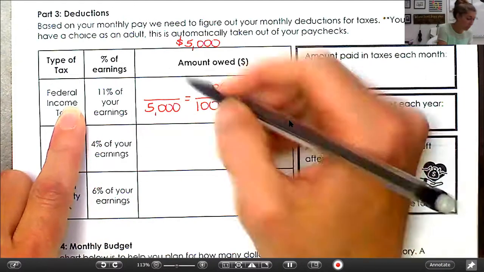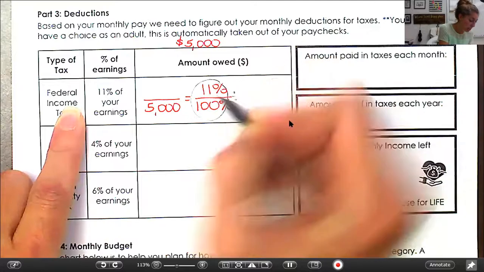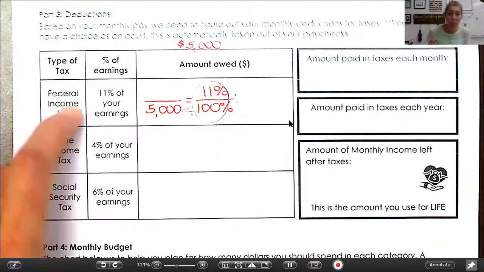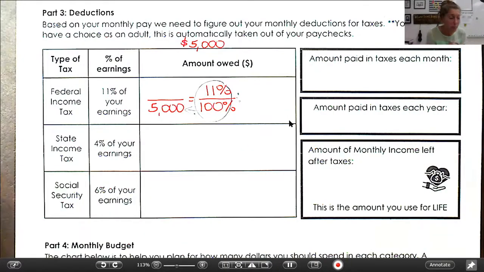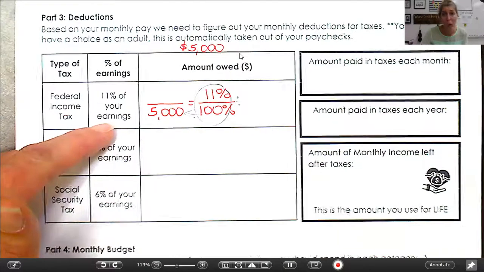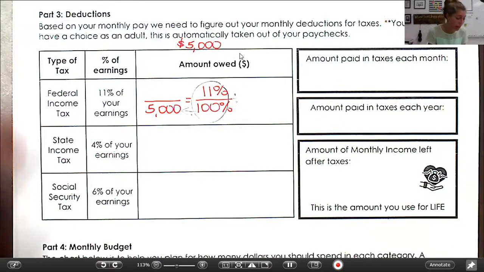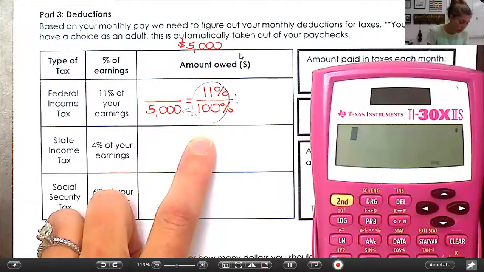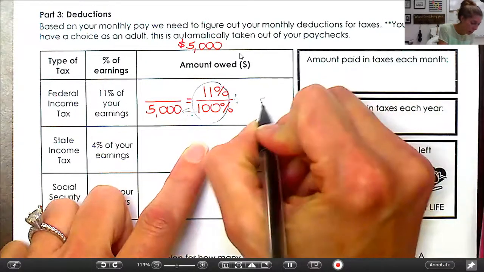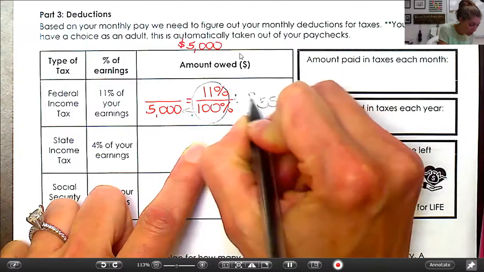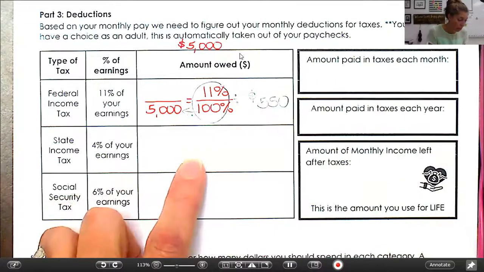And remember, to solve these, we divide and times. Now, a lot of you guys found your own strategies. I remember when we were going through this, so don't stress about changing it. However you would have found the percent in that percents unit, you may go ahead and do that. Okay. 5,000 times 11%. So $550 every month goes to federal income tax.